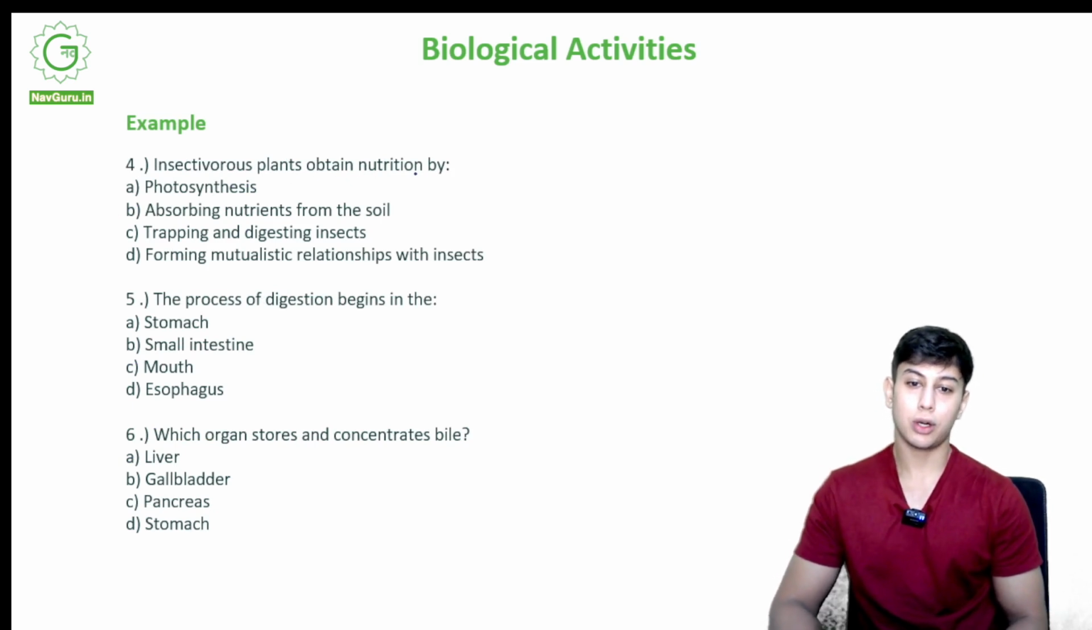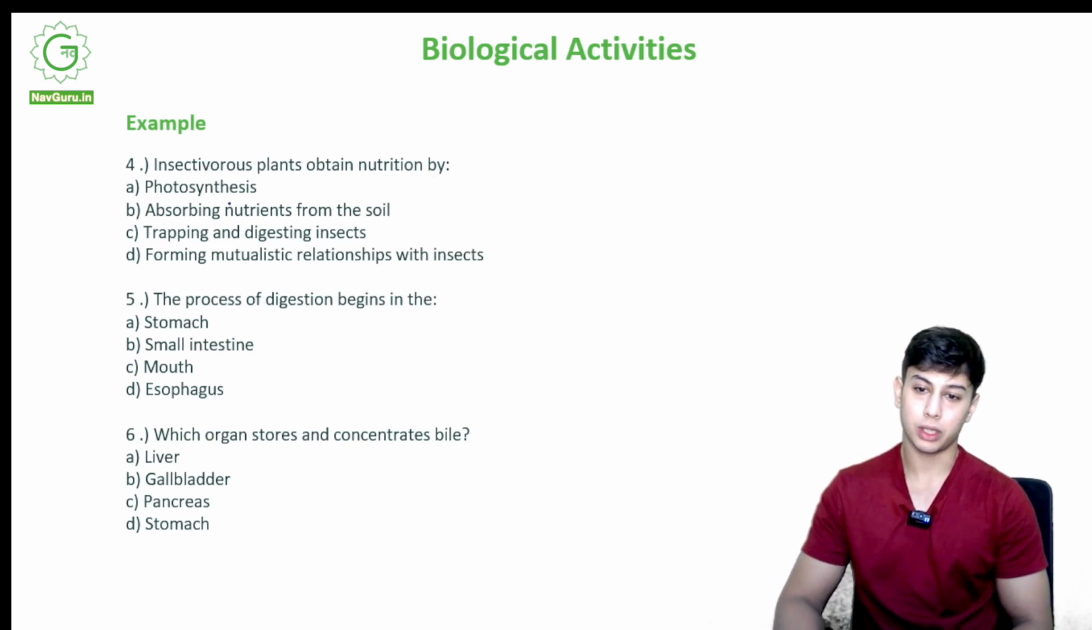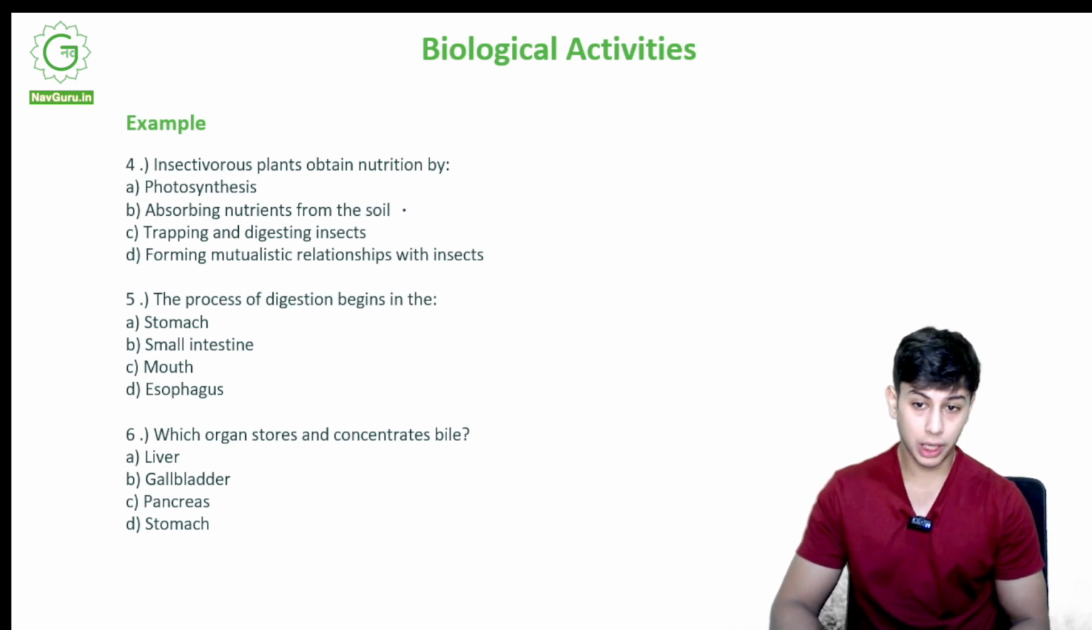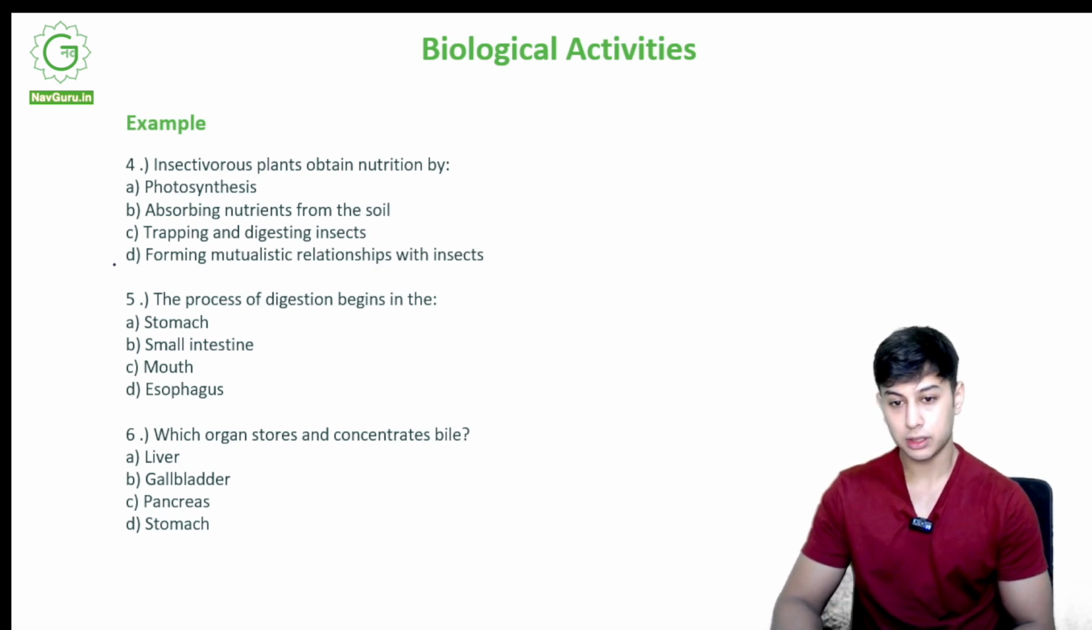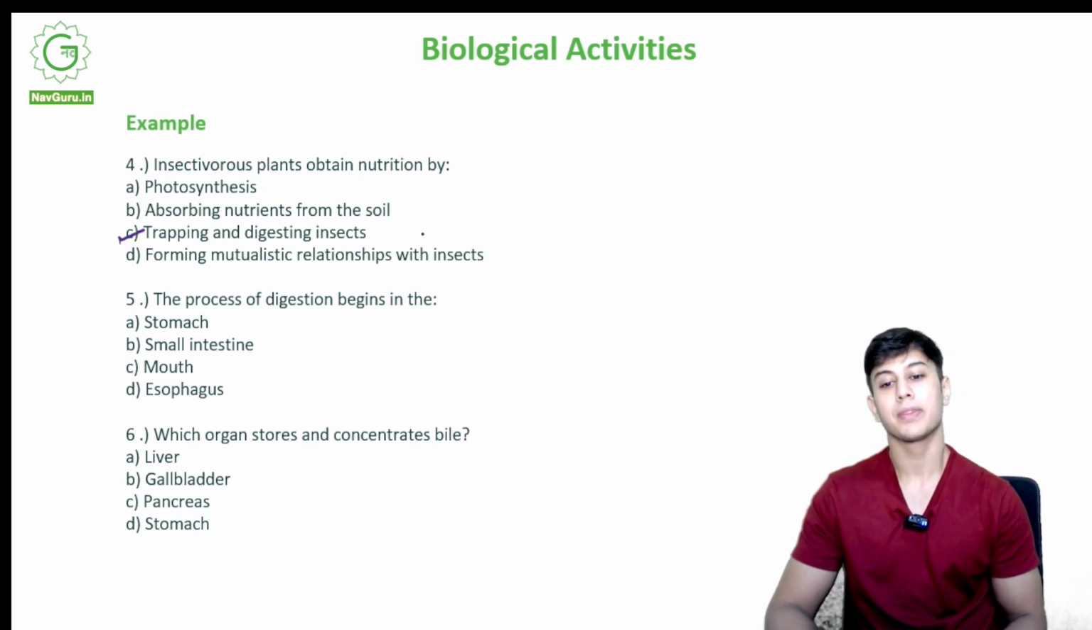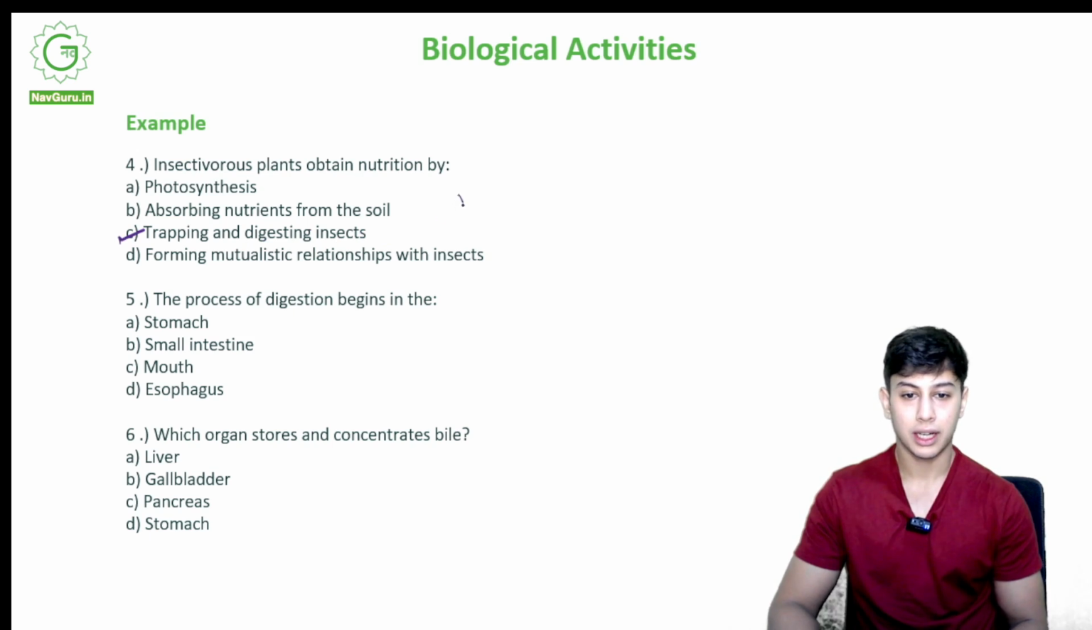Insectivorous plants obtain nutrition by what? Photosynthesis, absorbing nutrients from the soil, trapping and digesting insects, forming mutualistic relationship with insects. So the correct option is option C, trapping and digesting insects. Alright, like a Venus flytrap, right?